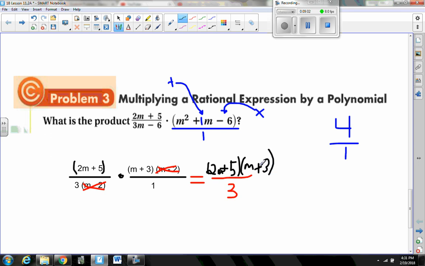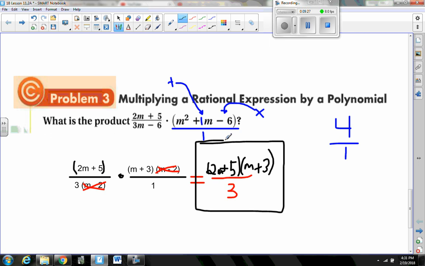Just as a reminder, if something's in parentheses added to something else, you are not allowed to cancel out this 3 with this 3, so I will just leave it the way it is. That's done, and that is as simple as my product can get. So your answers now are going to start to look a little bit more complicated. Just make sure that you cancel out everything that you can after you've factored everything that you can.